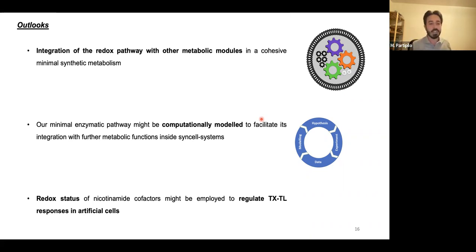And the last thing I would like to mention for the outlook is that in living systems, NADH and NAD+, as well as NADP+ and NADPH, are used to adapt the regulation of translation and transcription, for adapting the cell cycle or adapting to different environmental stresses. So eventually we could consider using this pathway activity to regulate the transcription and translation responses in our final artificial cells.